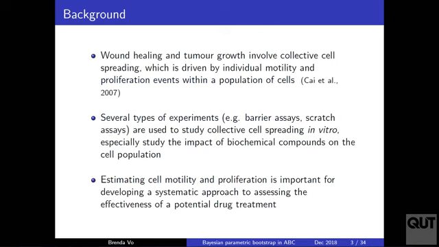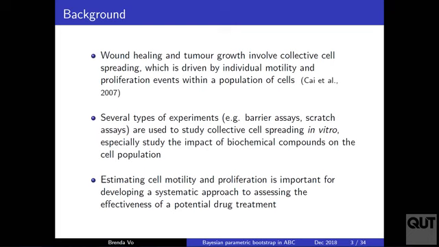So basically, collective cell spreading has been very important for several processes. For example, wound healing and tumor growth. And it involves a lot of mechanisms, but the main things we're looking at are cell motility and cell proliferation of the individual cells within the populations.